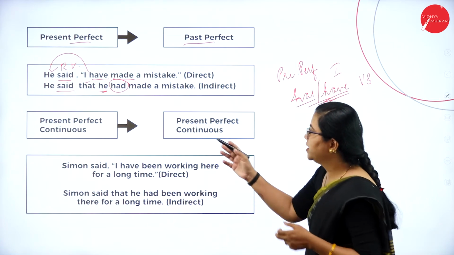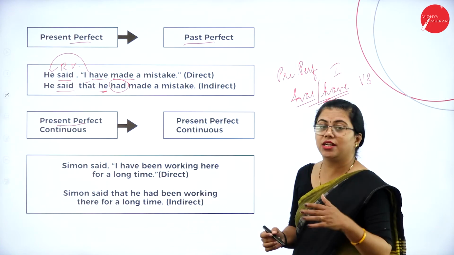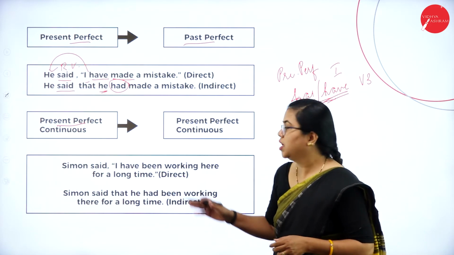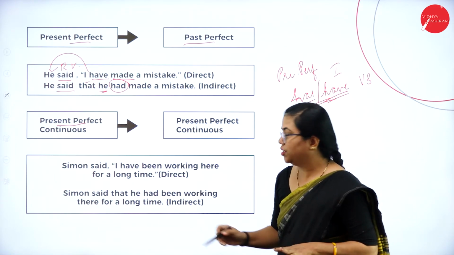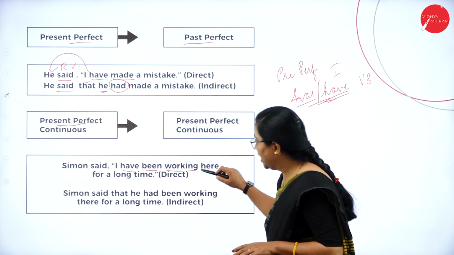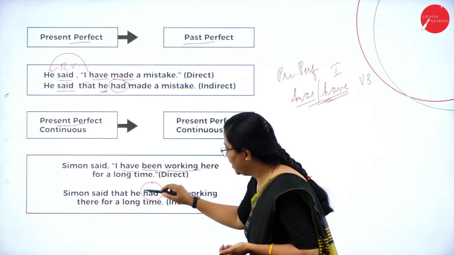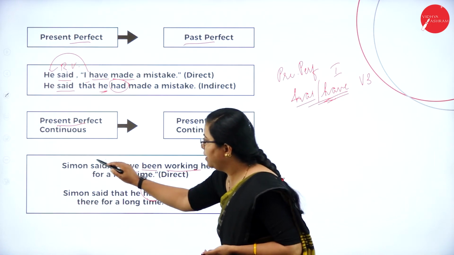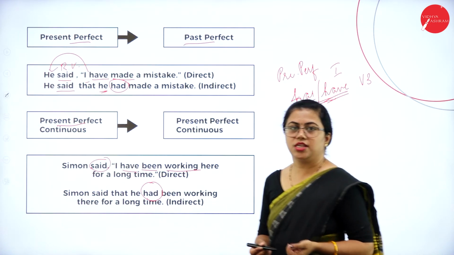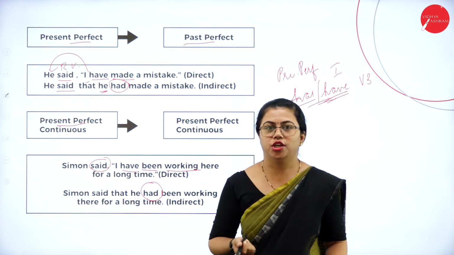Fine. So now let us move on to perfect continuous tense, that is present perfect continuous. It will change to past perfect continuous. So how do you do it here? Simon said that I have been working here for a long time. So this have been working shows present perfect continuous tense. So this will change to had been working. Okay. So this will change to had been working only because this is in past tense. Okay, that is in past tense. So that will change to past perfect continuous tense.